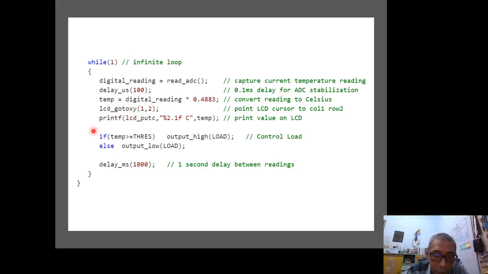Okay, because this application uses a relay, if the temperature is more than the threshold, the output is high. But if less, then the output is low. That's it. Okay, so this is the concept of ADC. I hope you can understand the ADC concept in our PIC16F877.